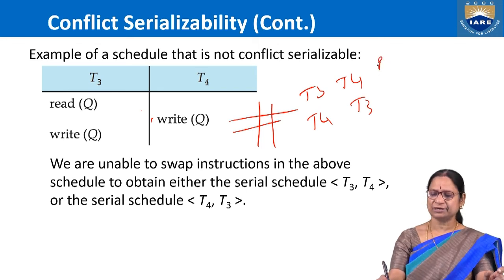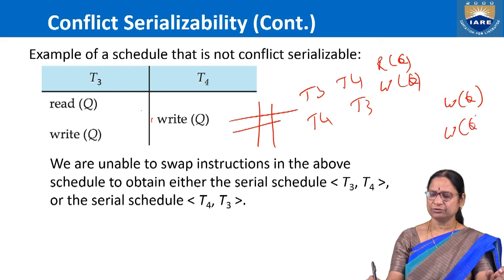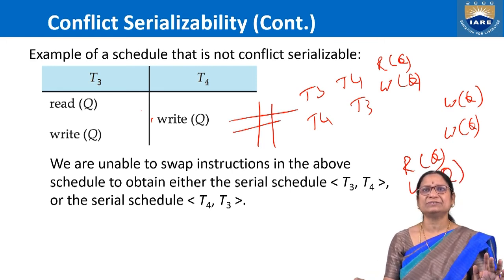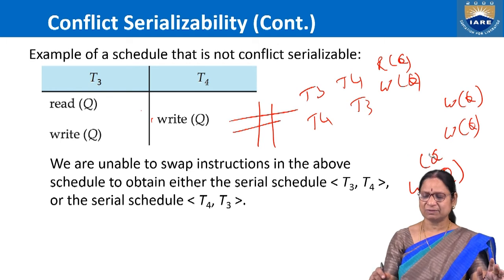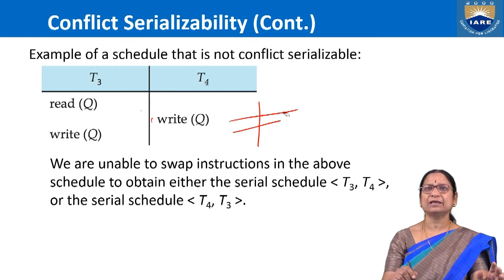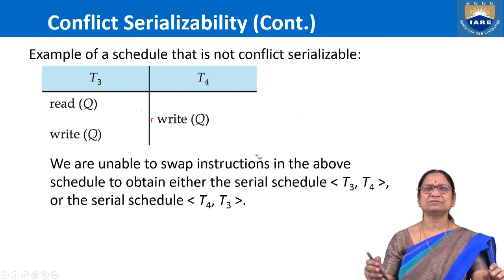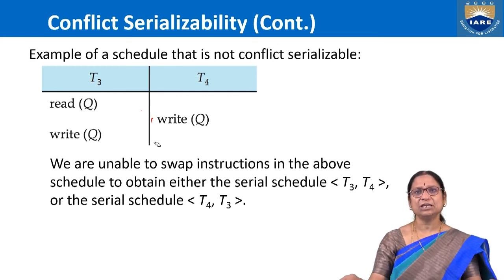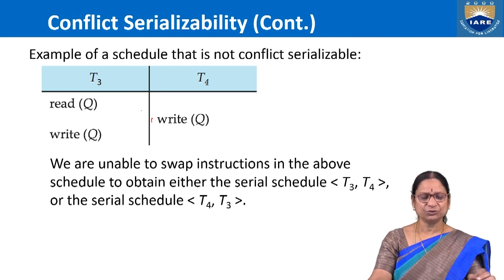That means I am supposed to get read(Q), write(Q) of T4, or write(Q), read(Q), write(Q) of T3. I'm not able to get that by using a series of conflict instruction swaps, because here there is no possibility of interchanging the instructions. If there is no possibility of changing the order, we may not be able to get an equivalent serial schedule. This schedule is known as a non-conflict serializable schedule.